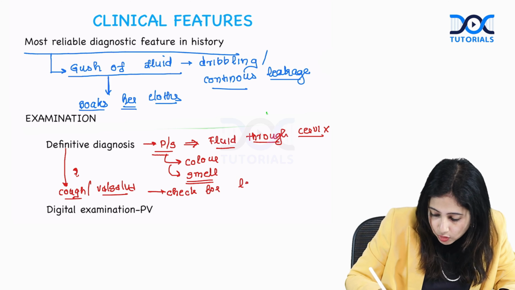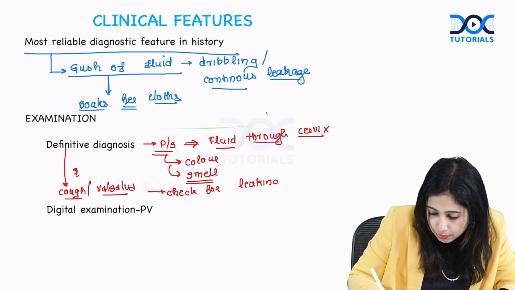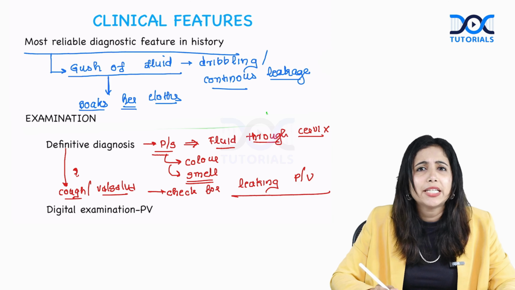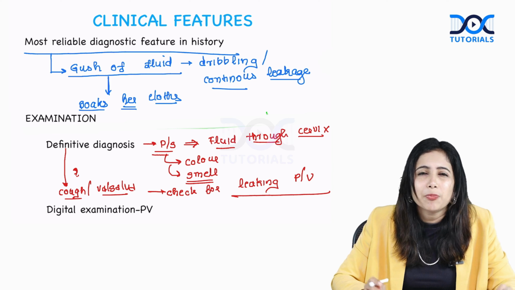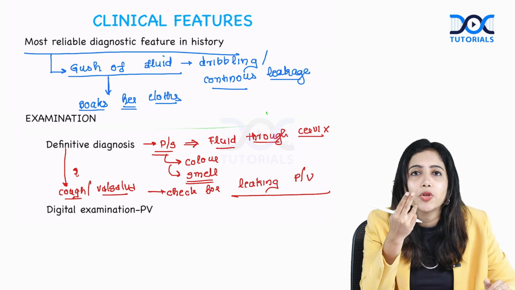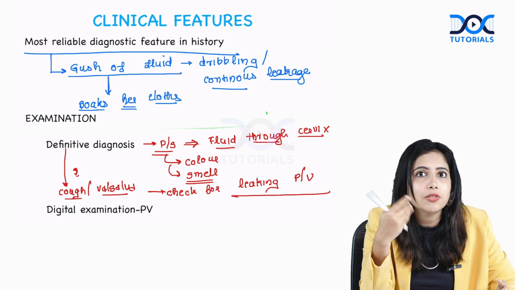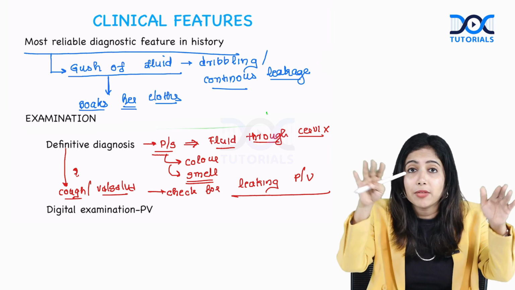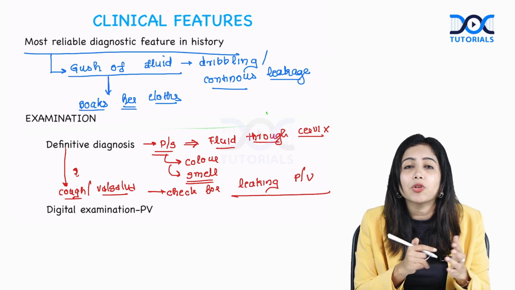You will check for leaking per vagina. Alright. Will you do a digital per vaginal examination? PV is avoided in these cases because, when you are introducing your fingers into the vagina, the risk of infection increases. Already after rupture of membrane, this protective membrane has gone. She is at high risk of infection.